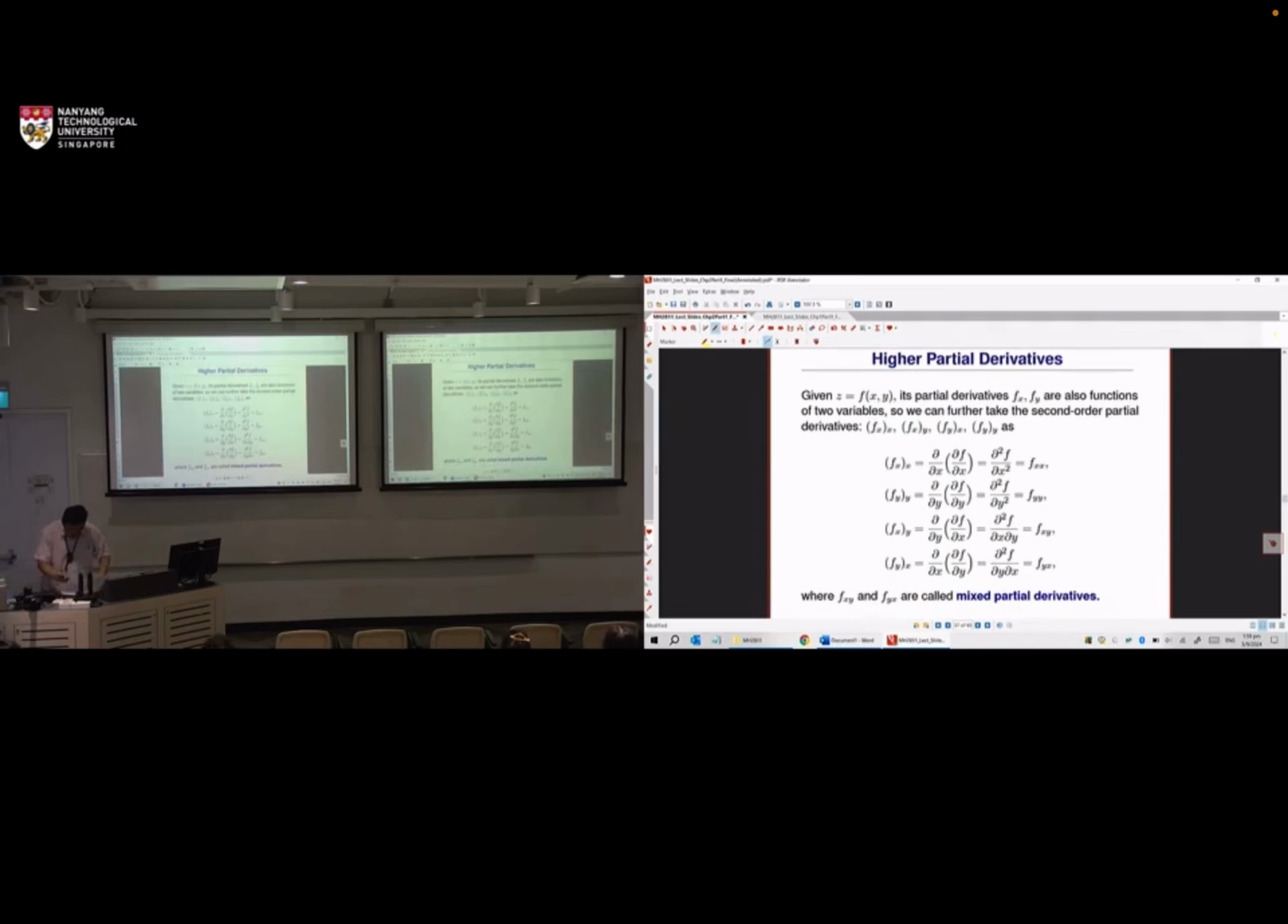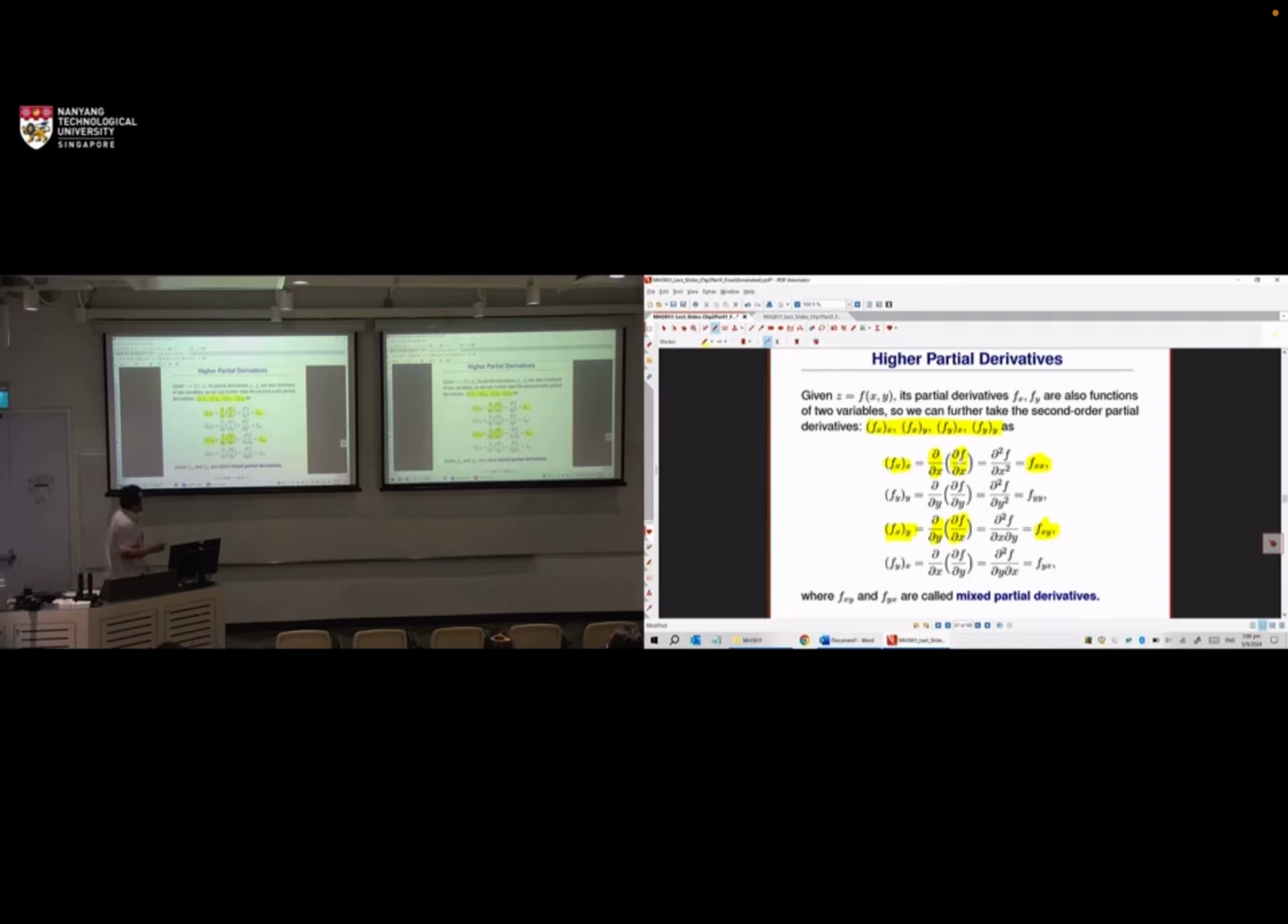Now, naturally, we will have a higher partial derivative. Given z equal to f(x,y), its partial derivatives fx, fy are also functions of two variables. So we can further take the second order partial derivative as follows. All this notation, please remember them. So we can write it this way, or we can write it this way, or this way.